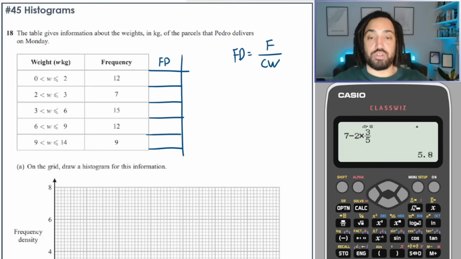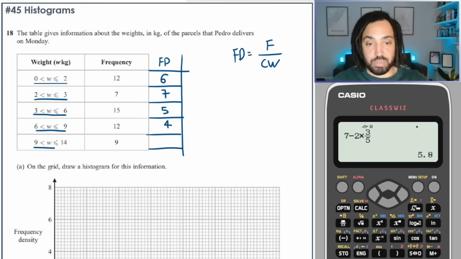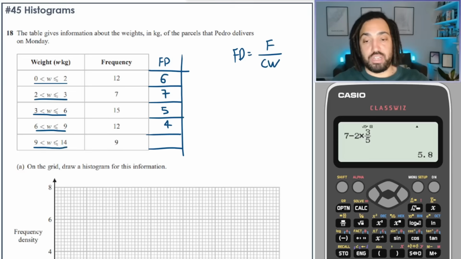Okay, so we have 12 and we're dividing it by the width of this class, which is 2. So 12 divided by 2 is 6. We have 7 and this width is just 1. From 2 to 3 there's only a width of 1. So 7 divided by 1 is 7. 15 needs to be divided by 3, which is 5. 12 needs to be divided by 3, which is 4. And 9 needs to be divided by 5, which gives me 1.8.